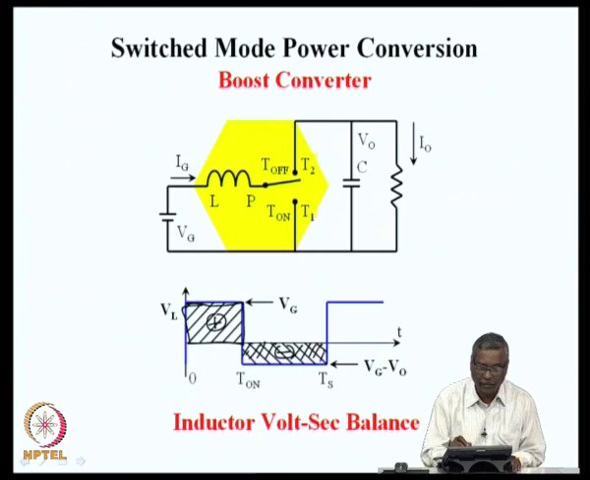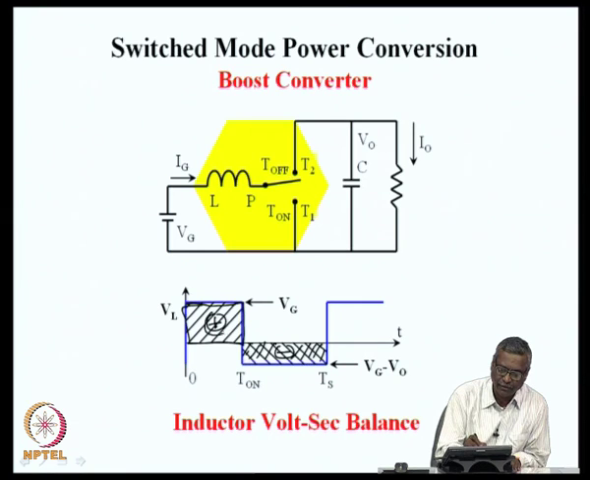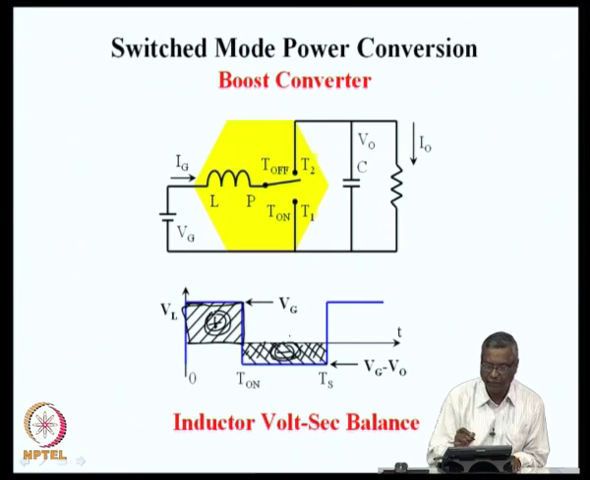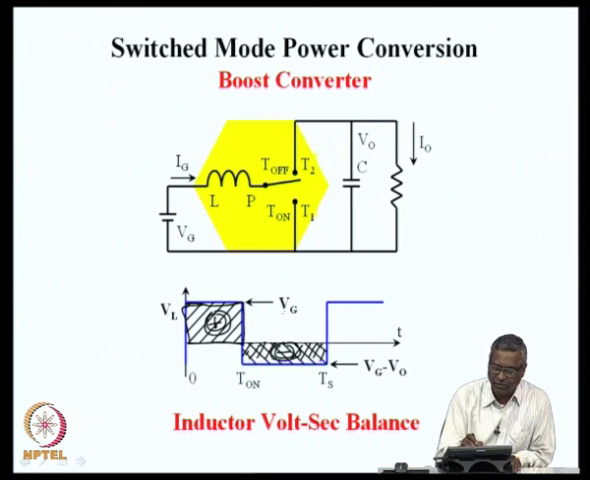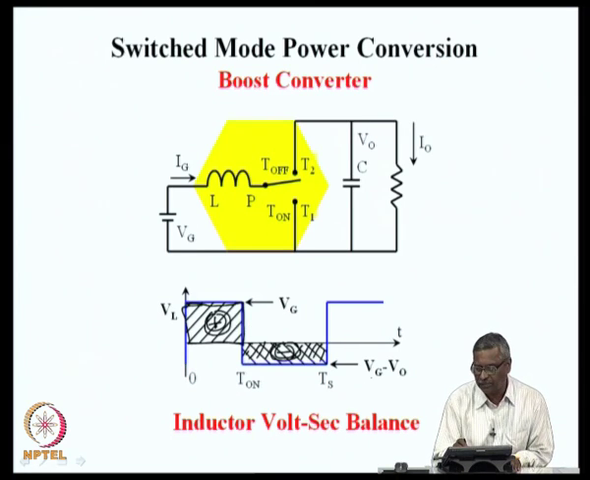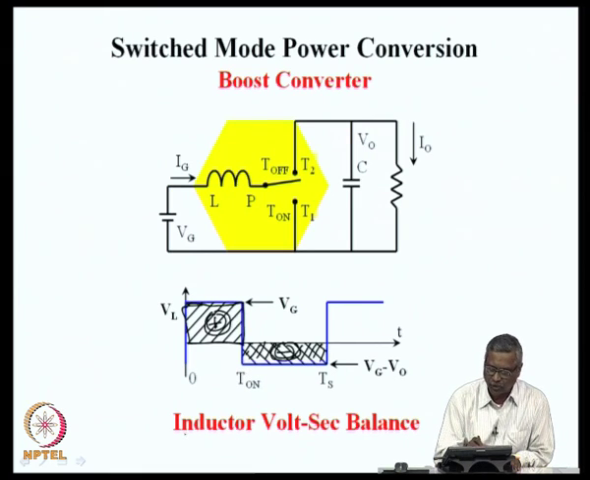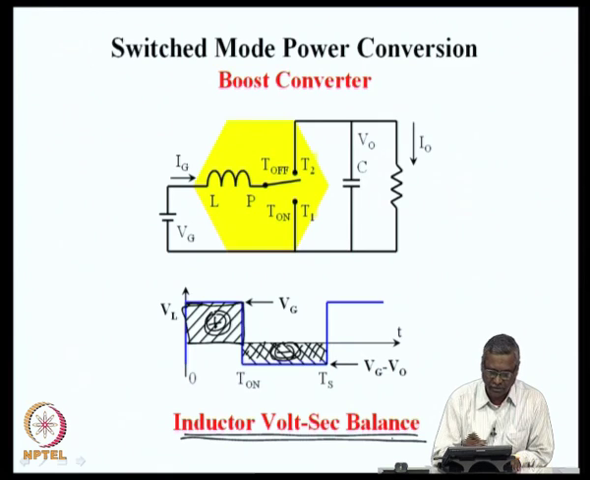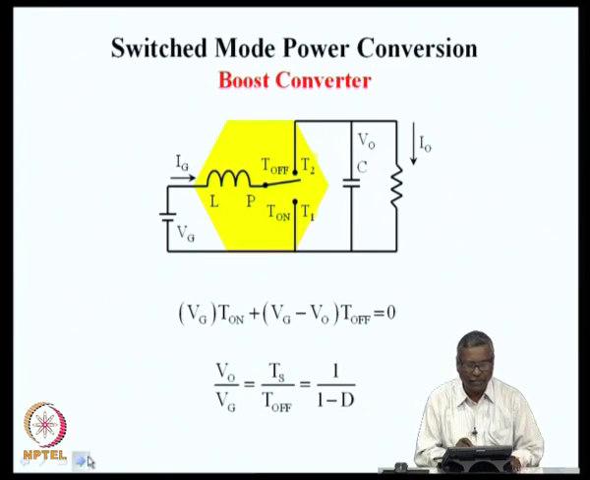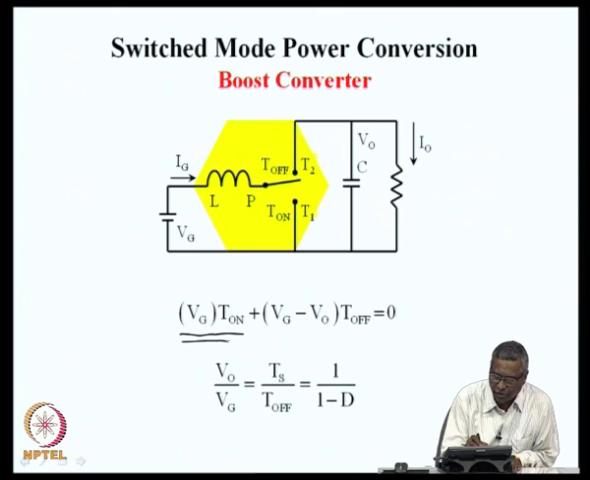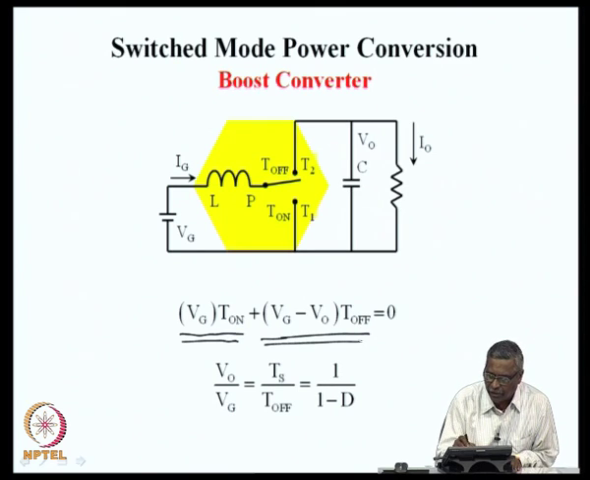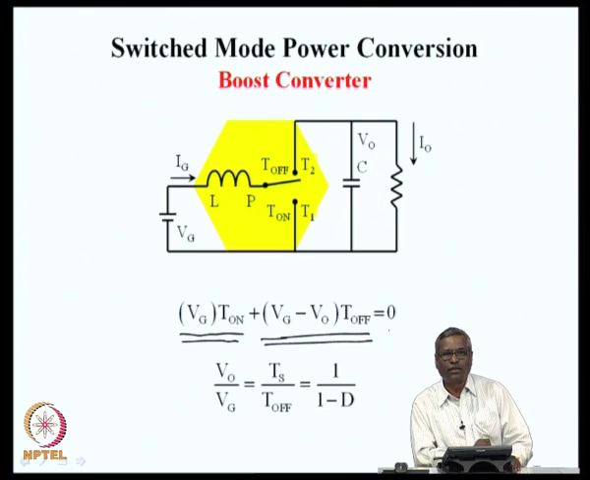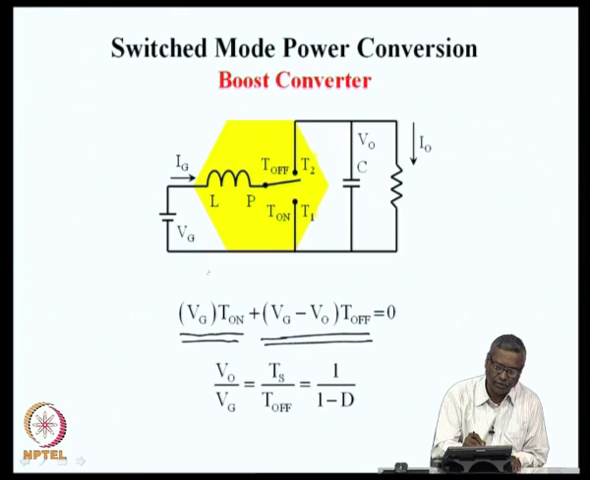So, over one cycle, this positive area what you see here and the negative area that you see here are same. The positive area is Vg multiplied by T on, and the negative area is Vg minus V naught multiplied by Ts minus T on, and that is what in a sense means inductor volt second balance. And this can be mathematically written as the volt second during on period and the volt second during off period adds up to 0. In one cycle, the net volt second has to be 0, or the positive volt second and the negative volt second have to balance each other.